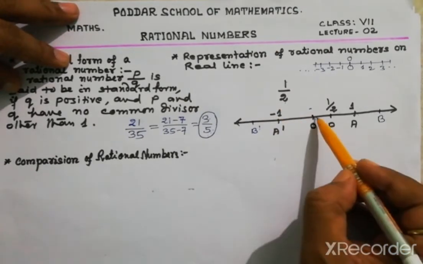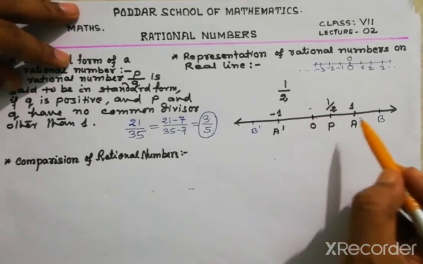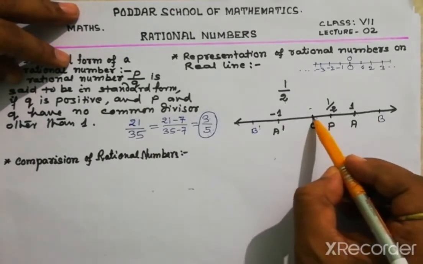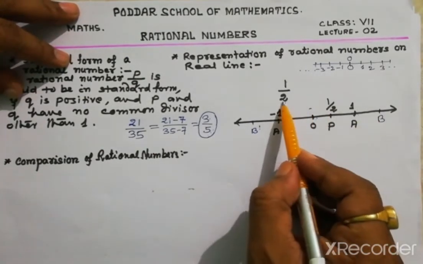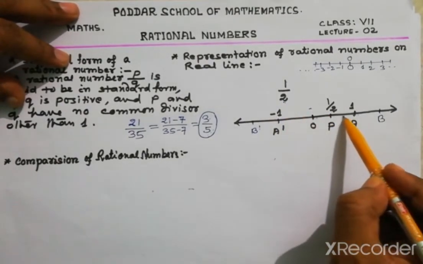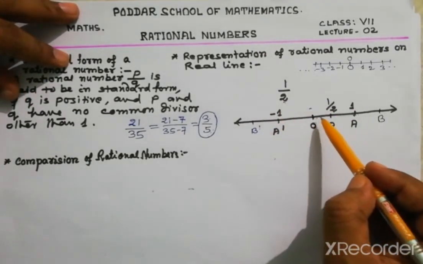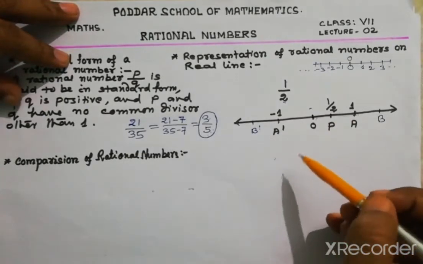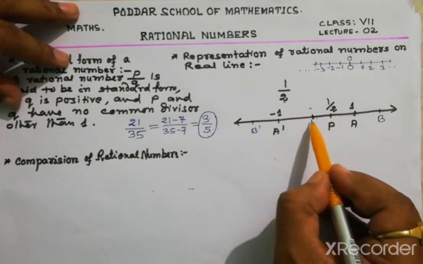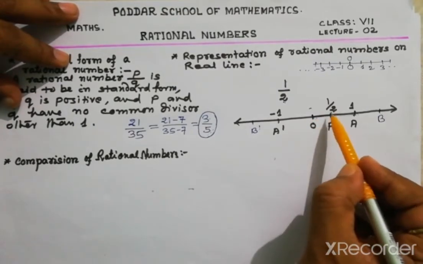Denominator is 2, so divide this unit into 2 equal parts. So OP and PA, these are 2 equal parts. Why have we divided into 2 equal parts? Because the denominator is 2. If the denominator were 3, then we would divide this unit into 3 equal parts. If it is 4, then we would divide this unit into 4 equal parts. And then see the numerator. Numerator is 1, so take from 0 as the first part. So this one is 1 by 2.